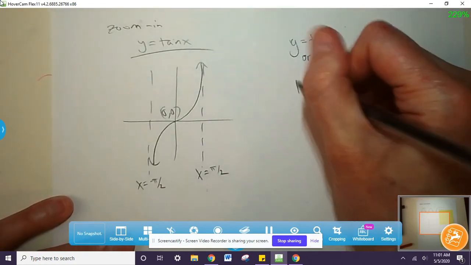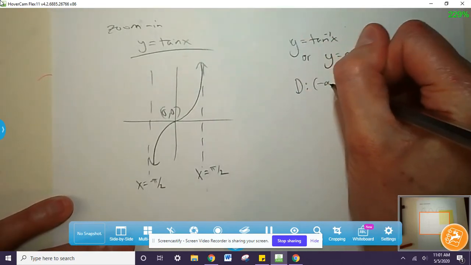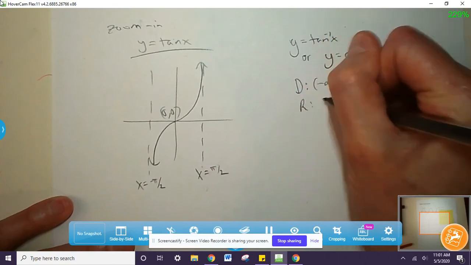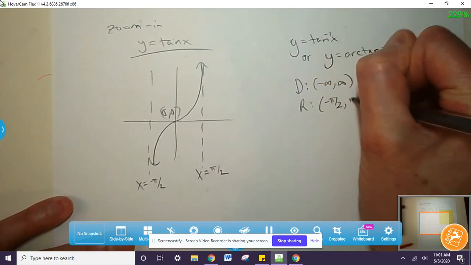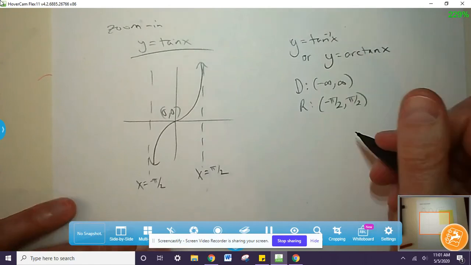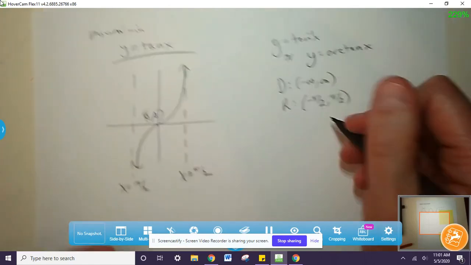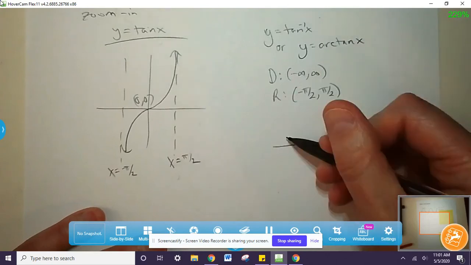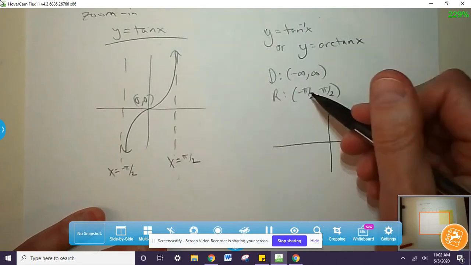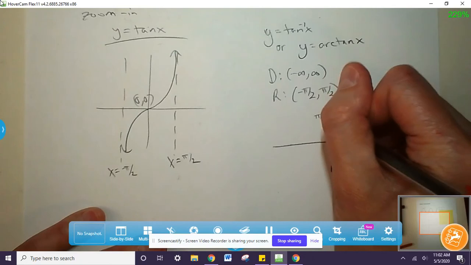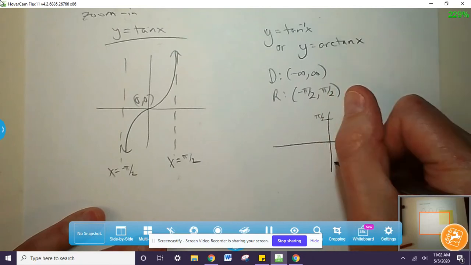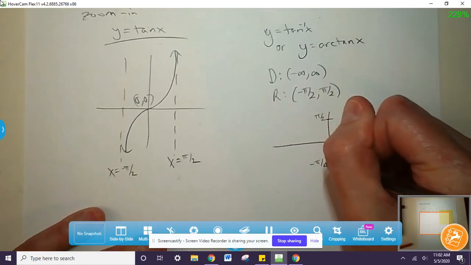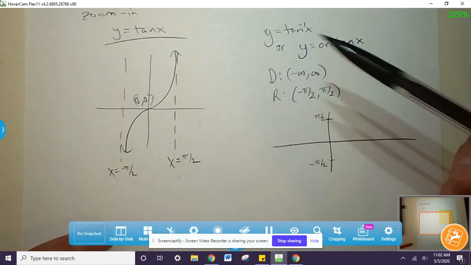So the domain will be all real numbers, and the range will be negative pi over 2 to positive pi over 2. And if we use that information to set up our axes, it's actually not very much information at all, because the graph is going to go forever to the left and forever to the right, and it's only the range that has any restrictions. So that's going to be pi over 2, negative pi over 2, and so we set up the axes.